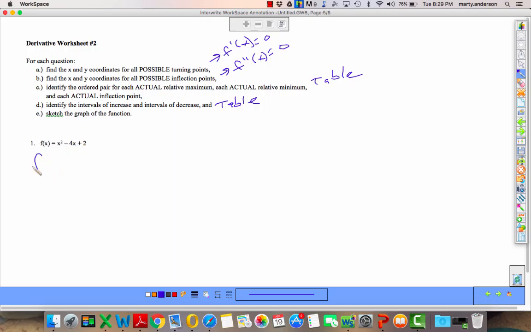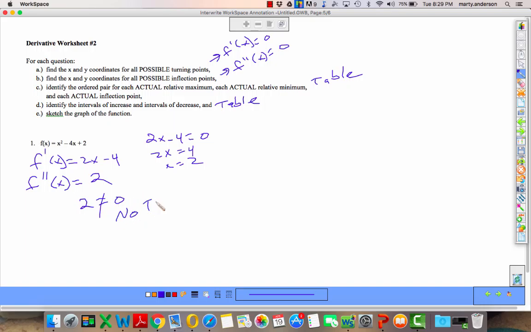We'll take a look at how to do that in a moment. First thing I'm going to do is take the first derivative and I'm going to get 2x minus 4. Then I'm going to set that equal to 0. 2x minus 4 equals 0, 2x equals 4, x equals 2. Next, I'm going to take the second derivative, which is 2. And I'm going to set that equal to 0. That's impossible. Duh. No inflection point.